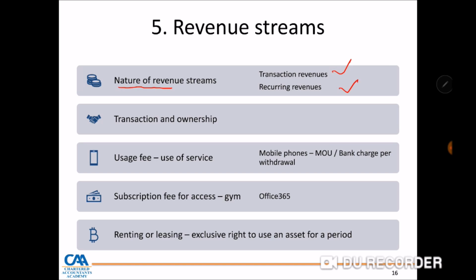Transactional versus recurring, and that is very interesting. Transactional revenue is more once-off revenue. So for example, if I go and buy a motor vehicle, it's a type of once-off revenue. But recurring revenue is normally your subscription-based revenue, where I pay either monthly, biannually, or annually. And you find that most big businesses are now going the route of recurring revenue streams.